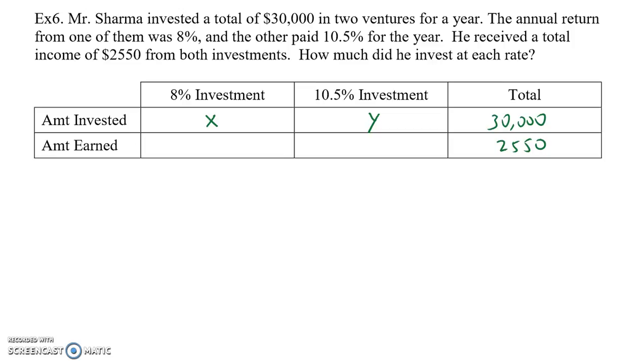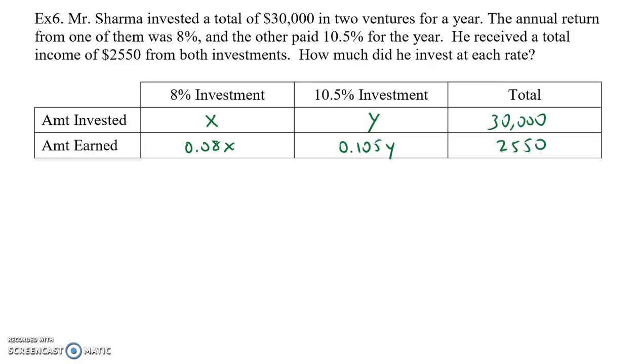Okay, now the amount earned for the 8% investment. Well, 8% means you take 8% of the amount invested, and that's how much you earn. It's essentially simple interest for a year. That's going to be our interpretation. So 8% of x is 0.08x. We write 8% as a decimal. And 10.5% of y would be 0.105 times y. So we filled in everything in our table.